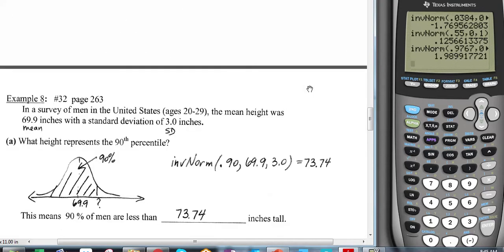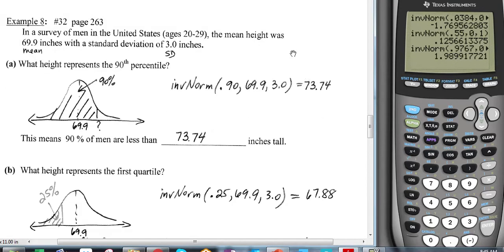This same procedure can also be used to find x values. Let's look at a non-standard normal distribution. For example, in a survey of men in the US ages 20 to 29, they tell us that the mean height was 69.9 with a standard deviation of 3 inches. What height would represent the 90th percentile?